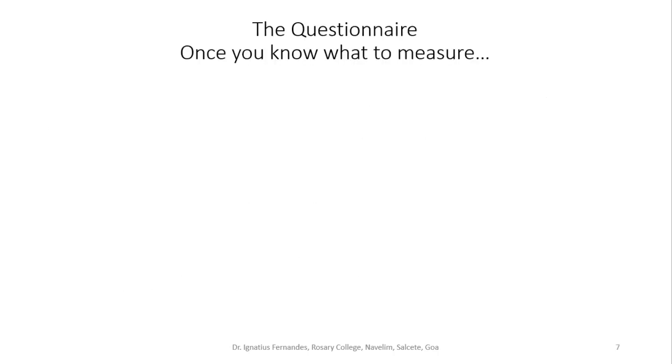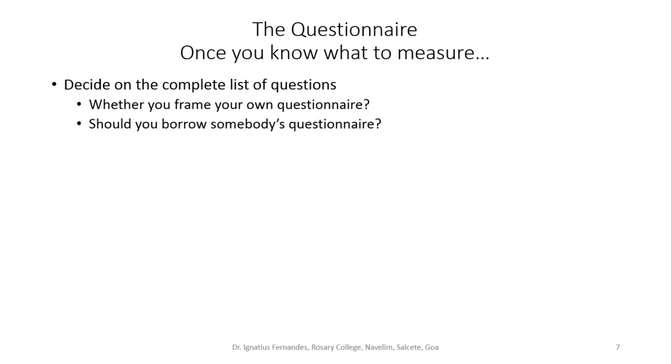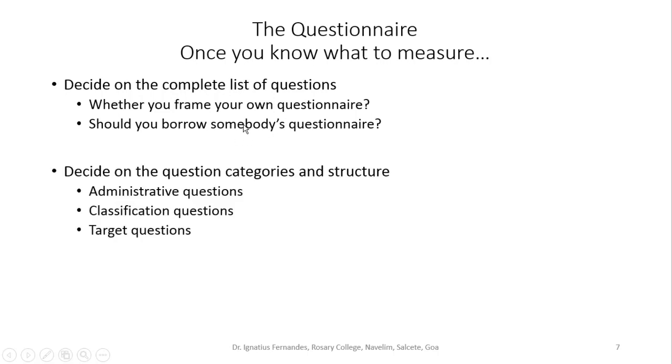Once you know what to measure and what kind of questionnaire, you have to decide on the complete list of questions. Once you have the complete list of questions, or while you are framing it, you need to decide whether you will frame your own questionnaire, or you should be borrowing somebody else's questionnaire. This is something that we'll have to decide. You'll have to decide on the question categories and structure, and on what kind of questions you are going to answer.